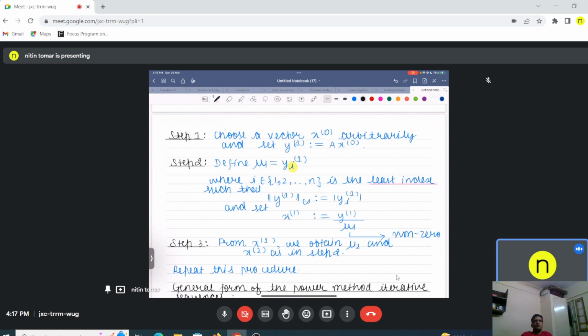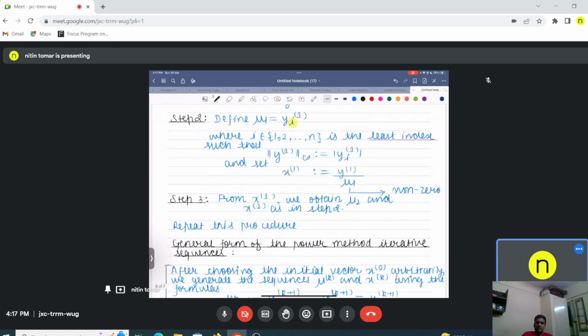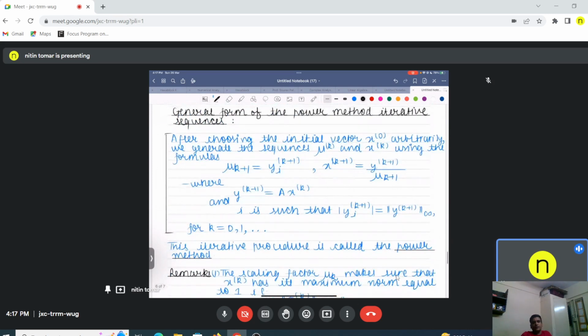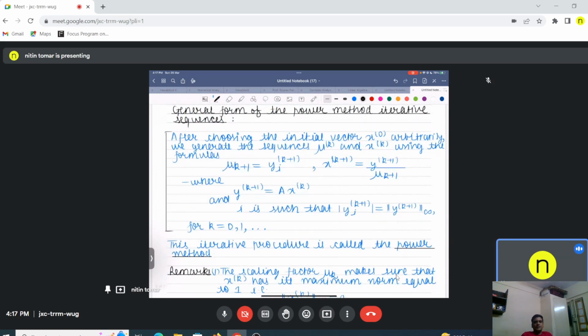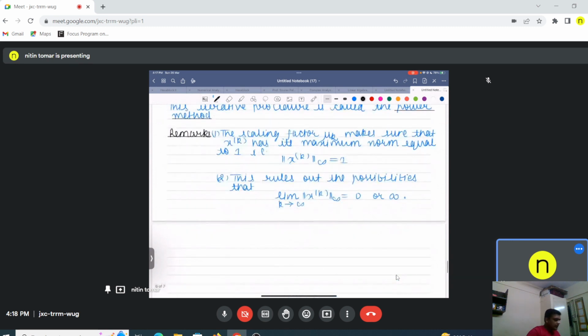We do not want to start with an initial guess where it will give us 0, because we want to find an eigenvector, so everything has to be non-zero here, and you continue this process. So we have a general form for the power method iterative sequence, which looks horribly mathematical, but it is what it is, and if you follow it, this comes very naturally. Now let us see a theorem.